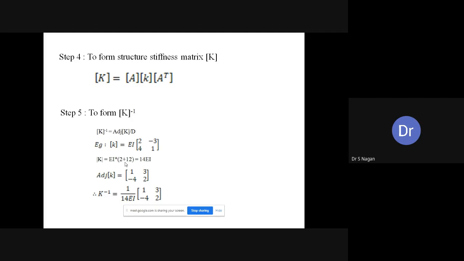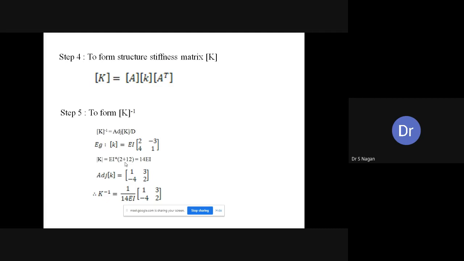So the inverse, you know how to form in the case of a 2x2 matrix as well as a 3x3 matrix. In the case of a 2x2 matrix, it will be very easy. That is, we take the leading diagonal, change the position of the diagonal elements, and in the other diagonal, change the sign of the elements. And 1 by determinant will be there. 1 by determinant times adjoint K. Adjoint K is nothing but the transpose of the cofactor matrix. So in the case of a 3x3 matrix, it is 1 by determinant into adjoint K.